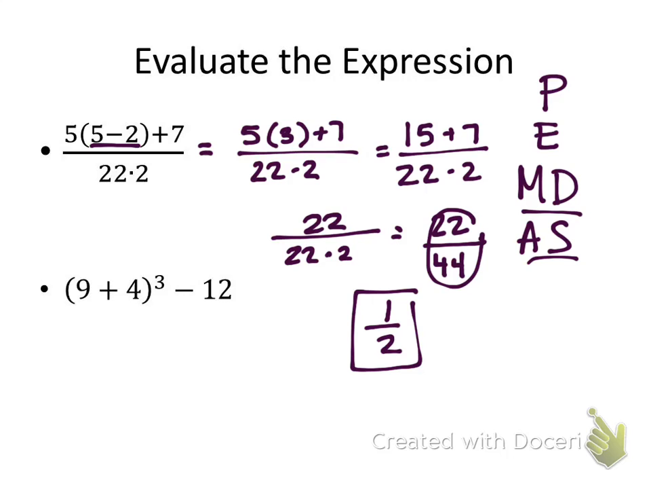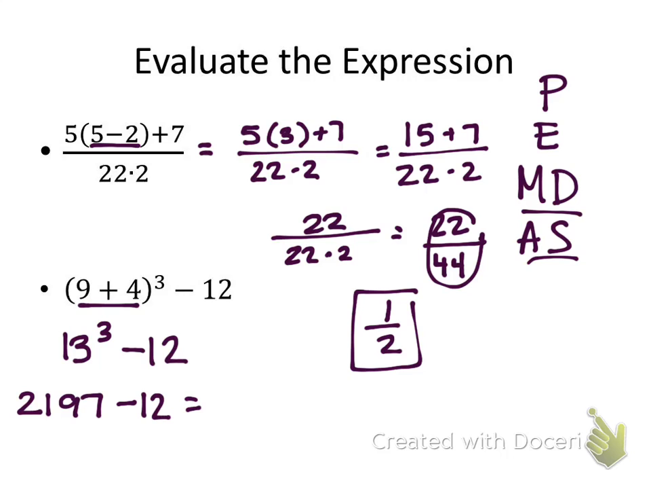Last order of operation problem. What would I do in this problem first, Riley? Parentheses. I've actually got something to do. What's 9 plus 4? 13. What would I do now? Lily? The exponents. What's 13 cubed? Who's got out their calculator? Riley? 2,197. Very good. What's 2,197 minus 12? 2,185. Very good.